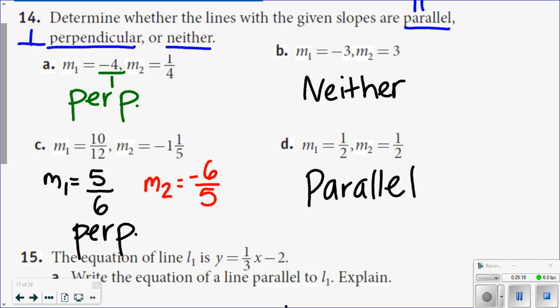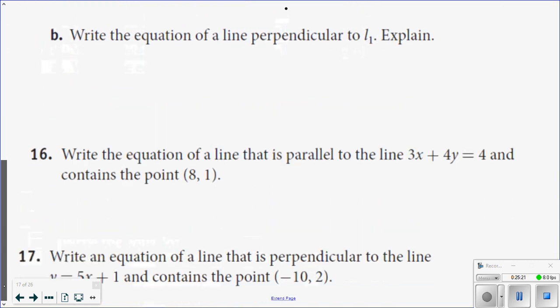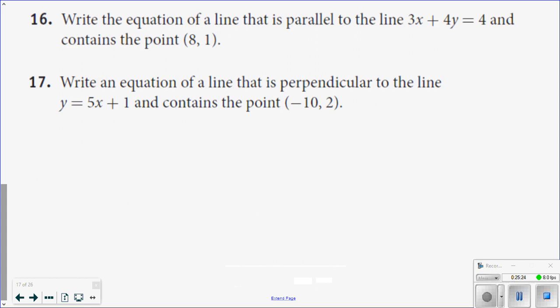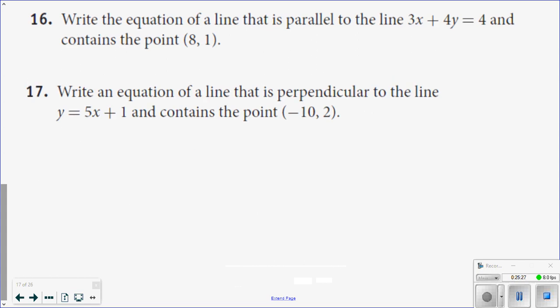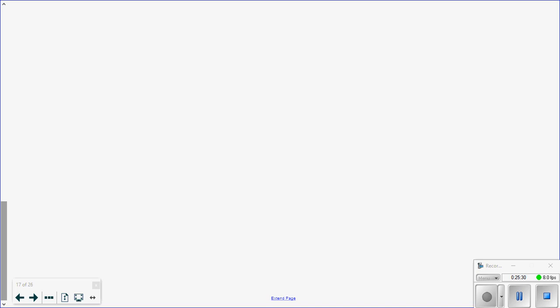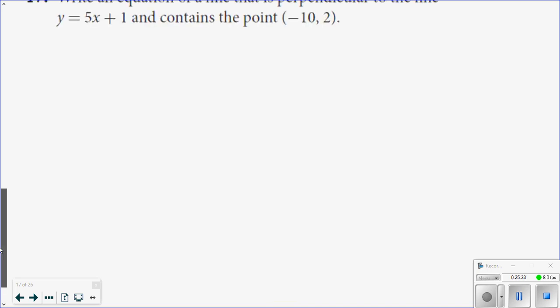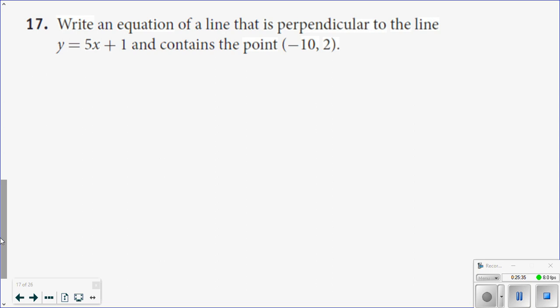All right. Let's jump down to question 17. So 17 says write an equation of a line perpendicular. That's always important to read. Perpendicular to this line. So right away, let's stop right here. What do we know about perpendicular? Well, we can determine our slope. Okay, so what's the slope of the line given?